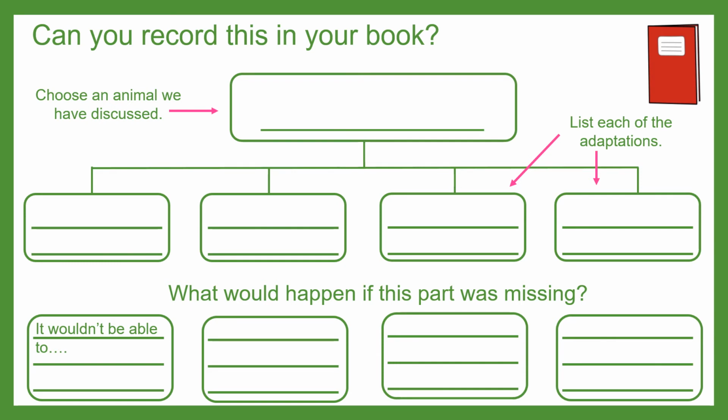So for an example, I have chosen a polar bear. And I've said thick fur is one of its adaptations. And this thick fur is to deal with the low temperatures of its habitat. What if this thick fur was missing? Well, it wouldn't be able to survive harsh winters. Pause the video and have a go.